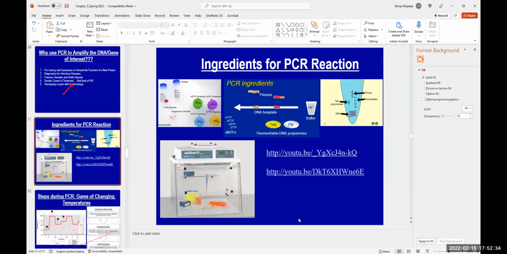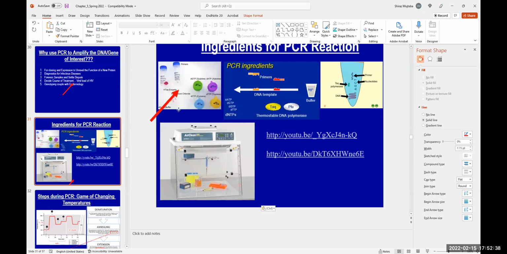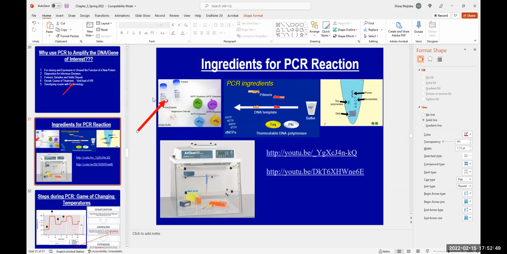And so I'm just repeating what I draw. So we need these building blocks: GTP, CTP, TTP, ATP. And also we need enzyme. So what are the raw materials needed for? The raw material is, of course, a target gene that we need to amplify.